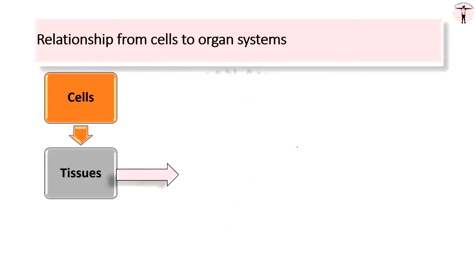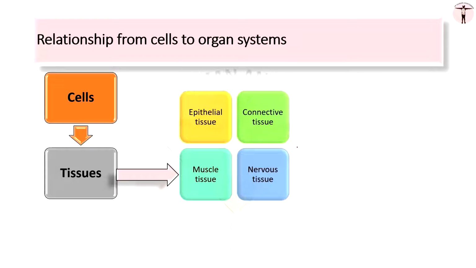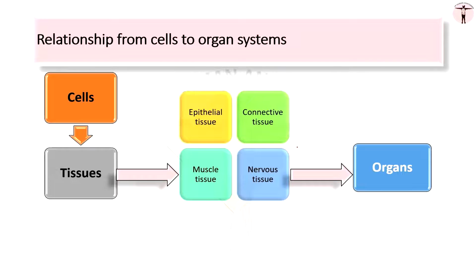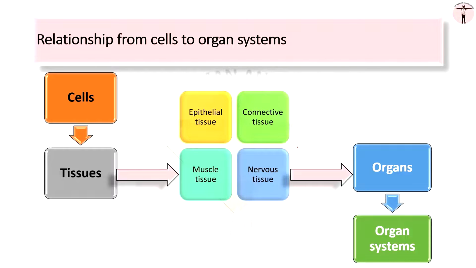There are four basic tissues: epithelial tissue, connective tissue, muscle and nervous tissue. All these tissues together make the organs, and the organs which have particular functions and perform their function together make the organ systems. So we can take the histological section either at the level of the tissue or the organ, for processing to view the details.